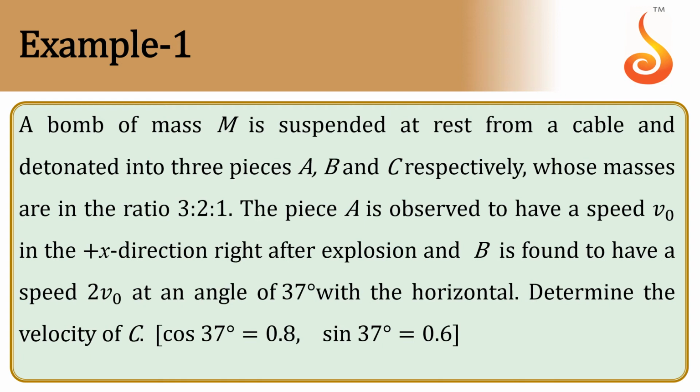Example 1. A bomb of mass M is suspended at rest from a cable and detonated into three pieces A, B, C respectively, whose masses are in the ratio of 3:2:1. The piece A is observed to have a speed V0 in the positive x direction right after explosion, and B is found to have a speed 2V0 at an angle 37 degrees with the horizontal. Determine the velocity of C. So cos 37 is 0.8 and sin 37 is 0.6.